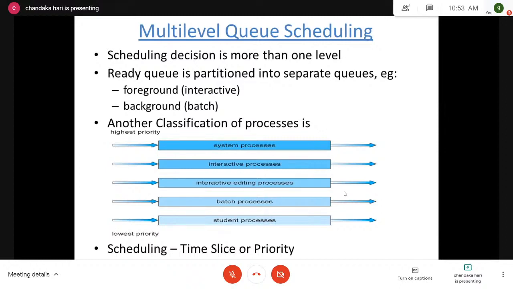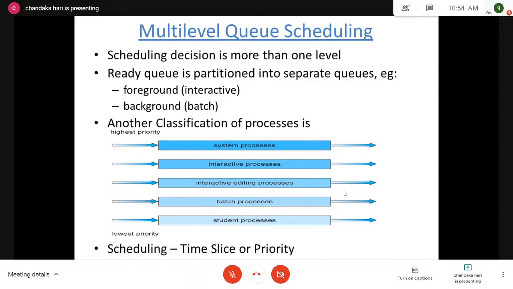Now let us take another example: an algorithm with 5 queues. I'm assuming that there are 5 queues in my computer system. How are they generally classified? System processes, interactive processes, interactive editing processes, batch processes, and student processes. There are 5 queues.